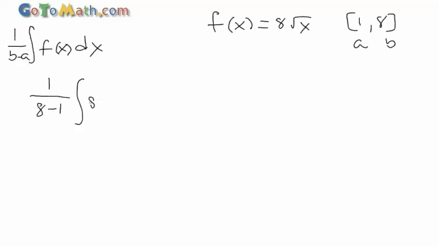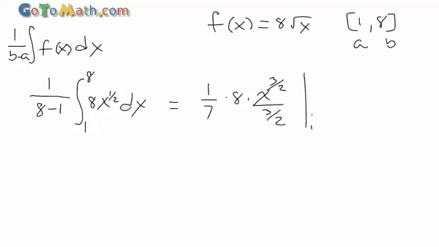And our f of x is 8 root x. So we have 1 over 8 minus 1, which is 7. You know what? I left out some stuff here. Okay, so add 1 to the exponent. I better write the 8 here. We have x to the 3 halves over 3 halves, and we're going from 1 to 8.